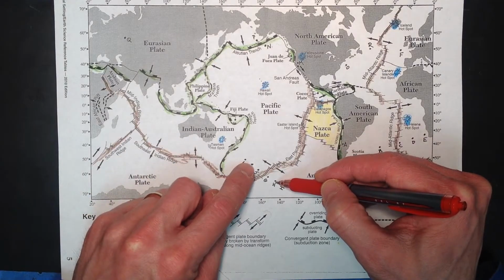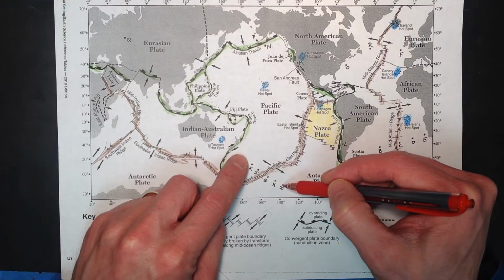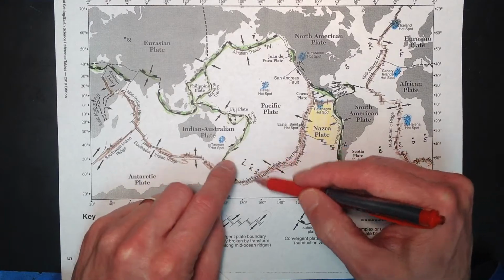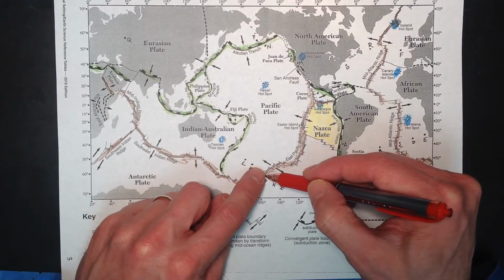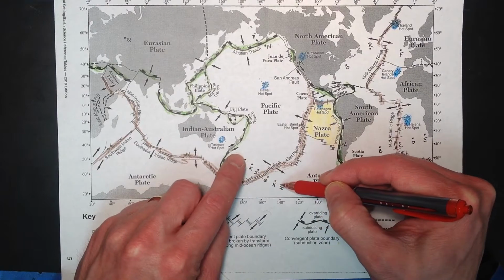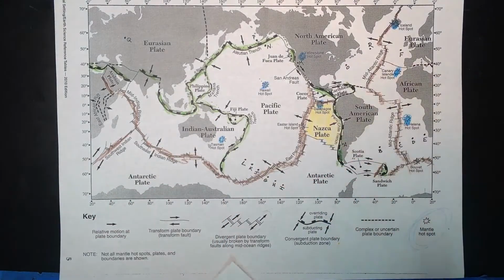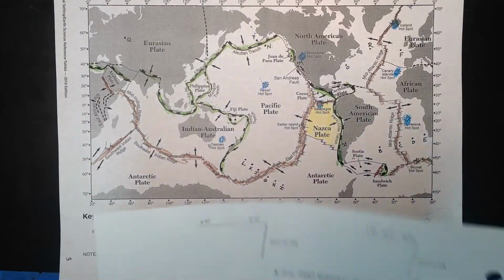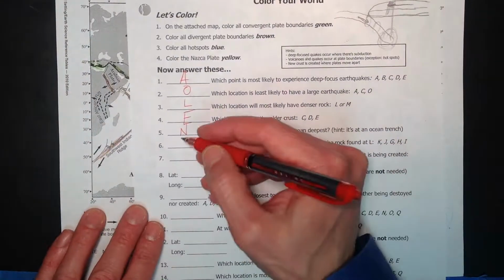They were back here, and then they since moved apart. H and K are the same age as each other, and L and I are the same age as each other. This ocean used to be kind of smaller here. They were back here, then they've since moved apart, and now they're here. Key concept to divergent plate boundaries, seafloor spreading. So 6 is I.